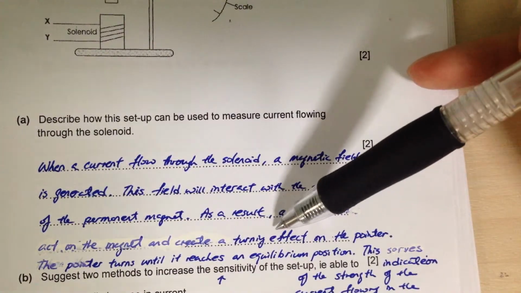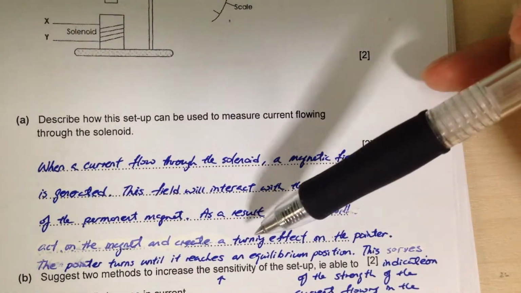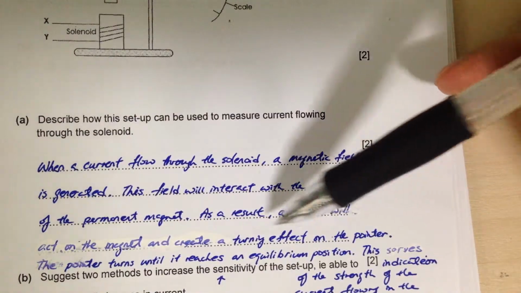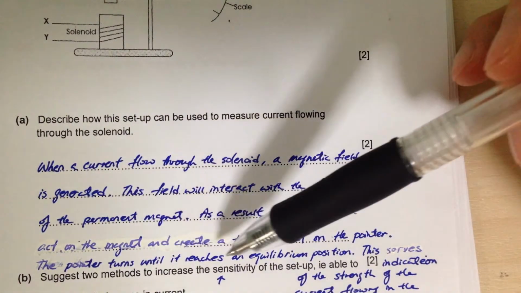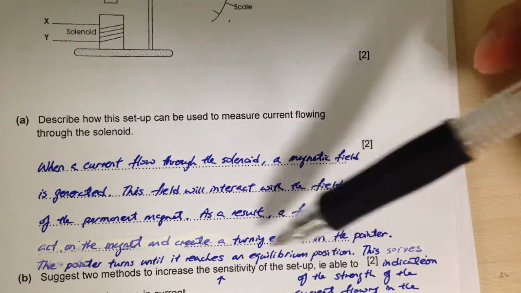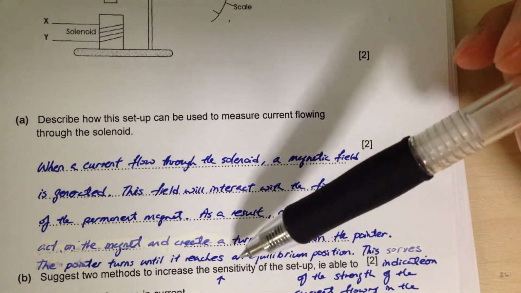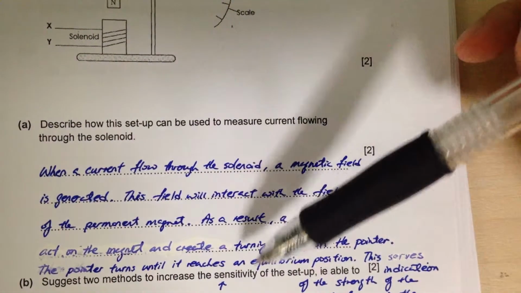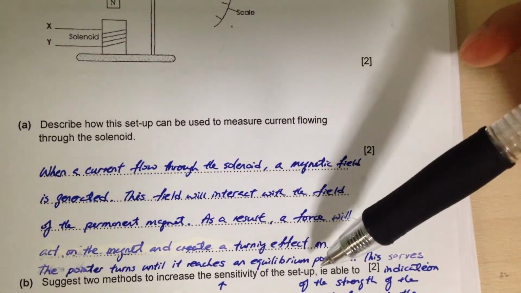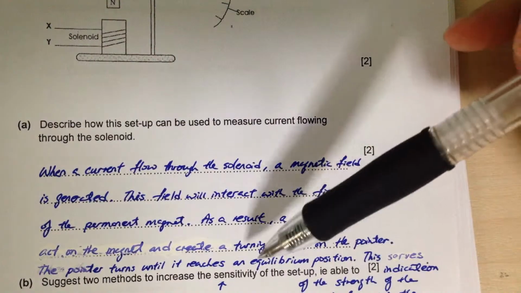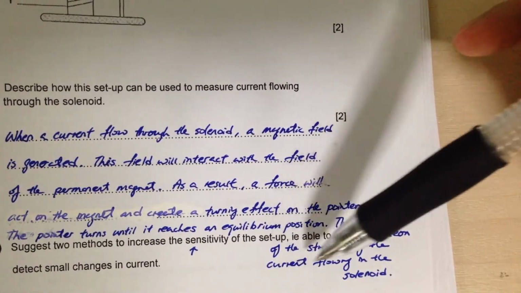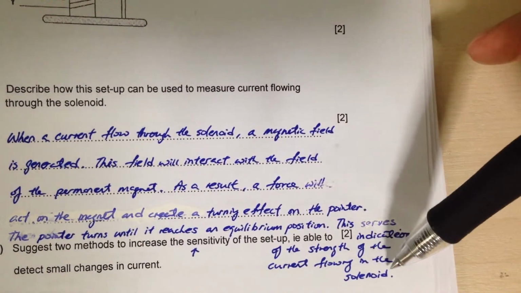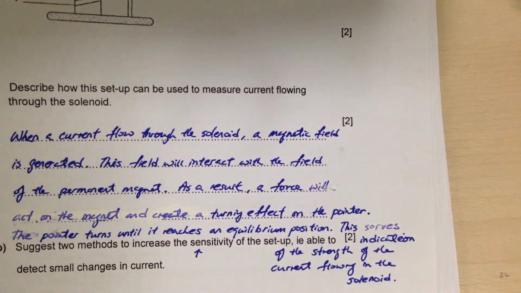You need to learn this. Okay, don't say it rotates the pointer, don't say it flips, the pointer goes up. It is a turning effect. So therefore the pointer turns until it reaches an equilibrium position. So again, scientific term here. Will it turn indefinitely? No, right? It will only turn enough so that it reaches its equilibrium position. And basically this equilibrium position will indicate the strength of the current flowing in the solenoid. Okay, I hope you have all the scientific terms stated.